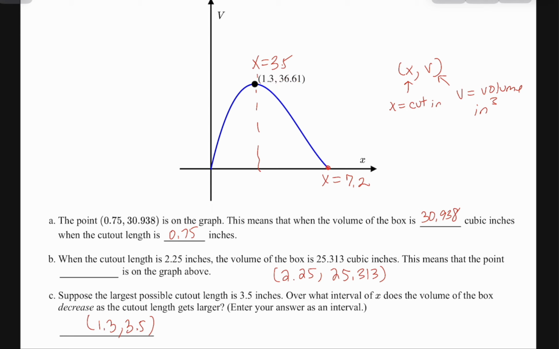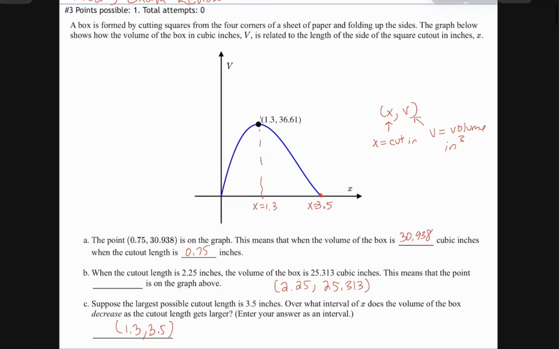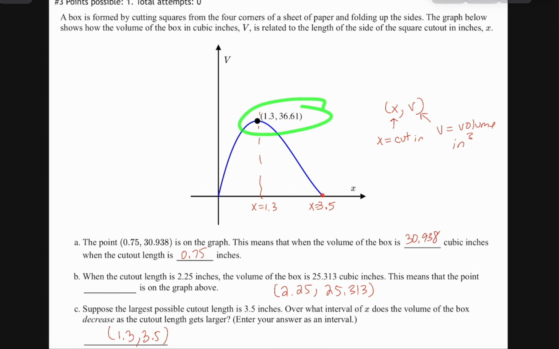Oh, okay, no, wait. Let's go back. Now I think I understand what they're telling us. Suppose the largest cutout length is 3.5. So that is where the volume becomes 0, because that's the largest thing we can cut out. So that's why it decreases from an X value of 1.3 to an X value of 3.5. Okay, I'm so sorry, but there we go with that. So that is that, and adjust yours accordingly if they've given you different numbers. So that's question 3.